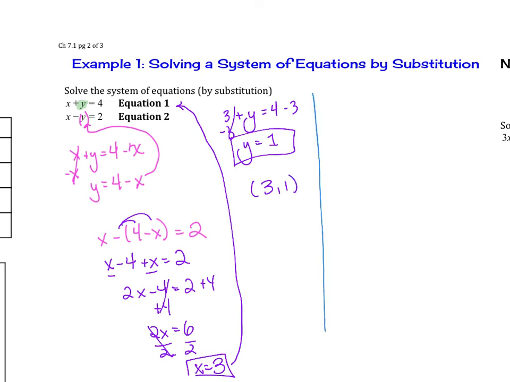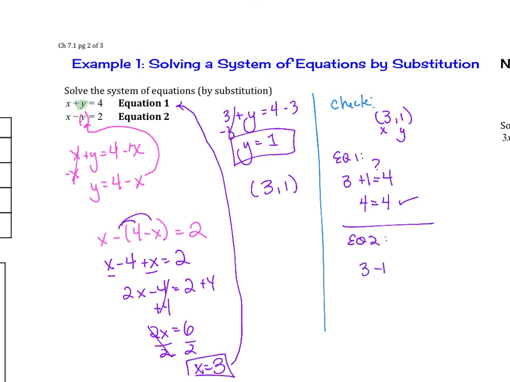Now we can always check to see that it's true. Just like we did in the previous example, you take the solution, the ordered pair, and plug it into both equations to make sure that it is true. So again, this is your x and this is your y. Plug it into equation 1: we have 3 plus 1 equals 4. We want to see if that's true, and yes, 4 equals 4, so it works in equation 1. Let's check in equation 2: 3 minus 1, does that equal 2? 3 minus 1 is, in fact, 2. So we checked and we verified.